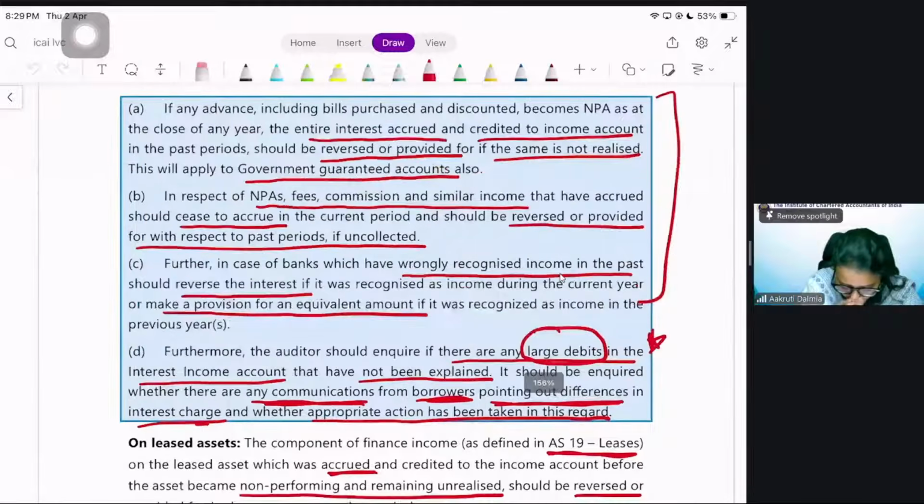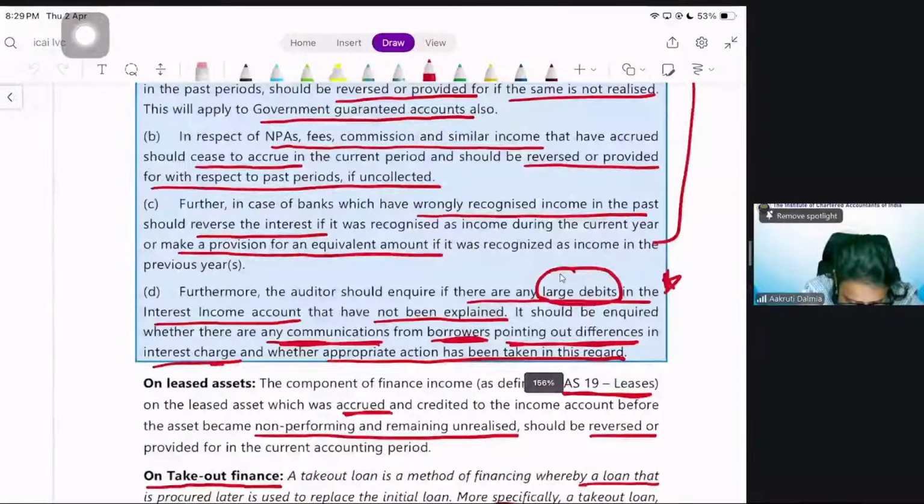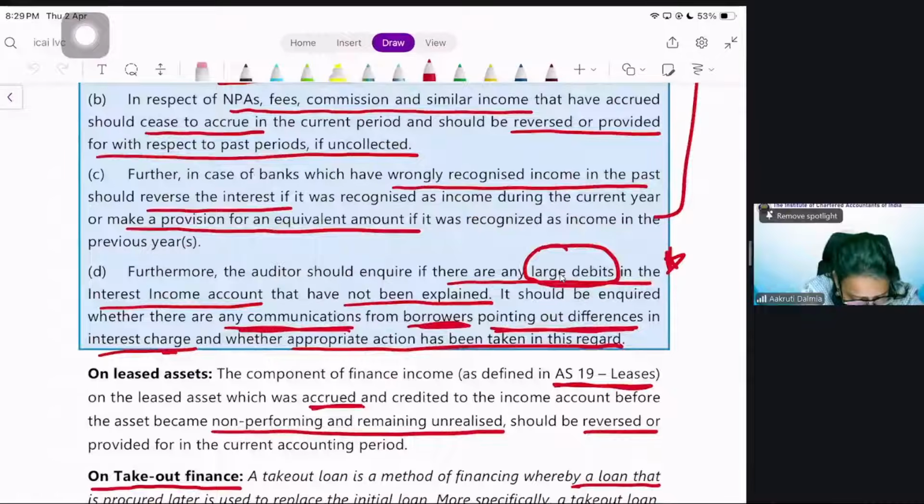Furthermore, the auditor should inquire if there are any large debits in the interest income account that have not been explained. It should be inquired whether there are any communications from borrowers pointing out differences in interest charged. Now this point is very interesting. Interest income is a credit account, right Astha? Income should come to us, right? Yes? Okay. Let's say some old customers have complained. You know interest keeps changing in banks, repo rate changes, CIBIL score changes, so people's interest rates keep changing, you know that, right?